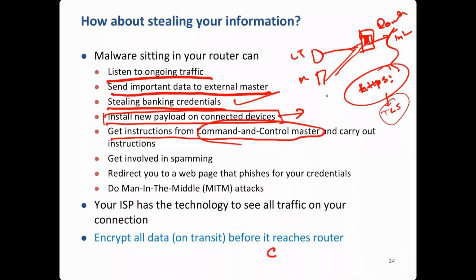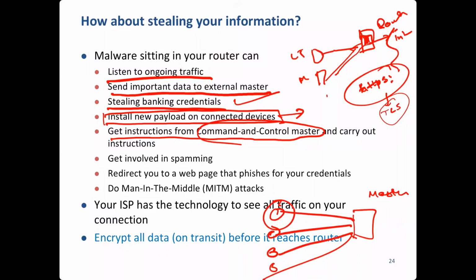So there may be millions of such machines all over the world, and there is a master, a criminal master, right? So these are the machines. One of these could be your machine also, right? And then the master can give instructions on what is to be done. For example, it can be used for spamming. This malware in your machines can be used for any criminal activity. They can also do man-in-the-middle attacks.